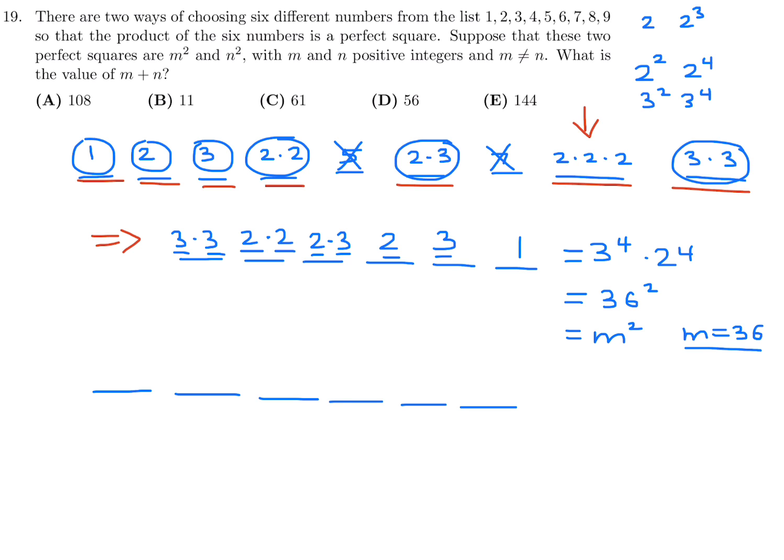The only one I didn't choose was this guy. So obviously, in order to have a different number, I have to choose that one. So 2 times 2 times 2. Okay, so I took care of that one.